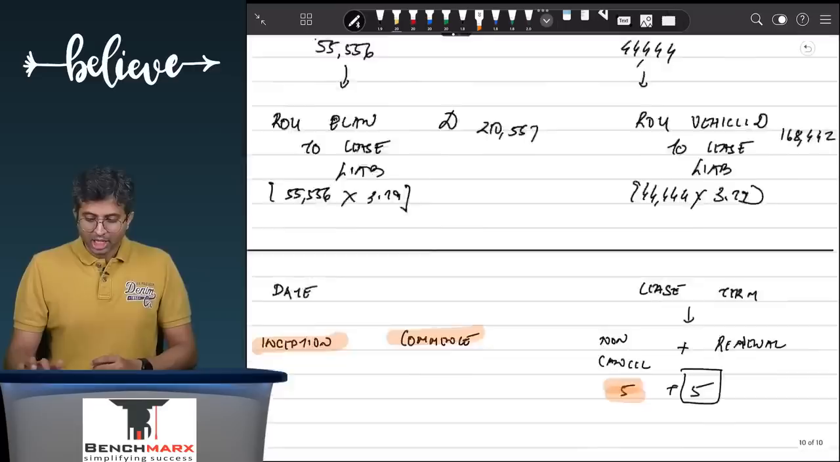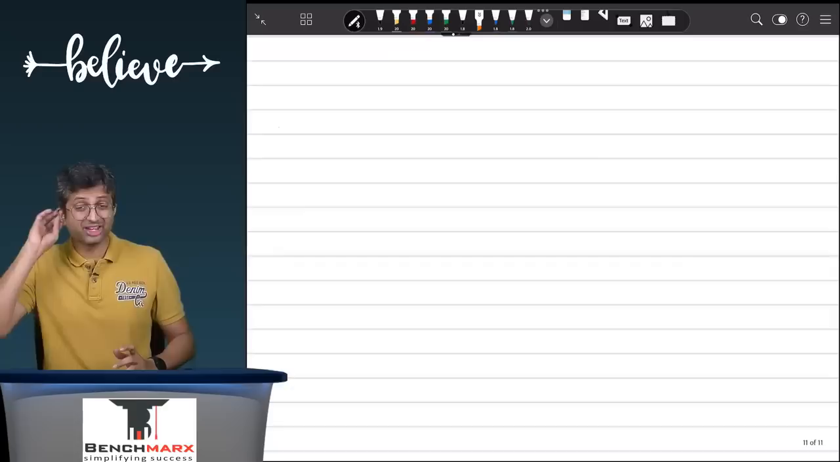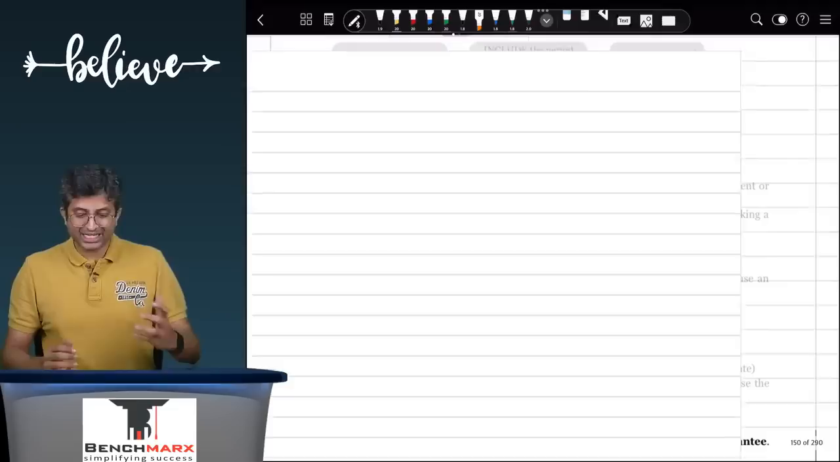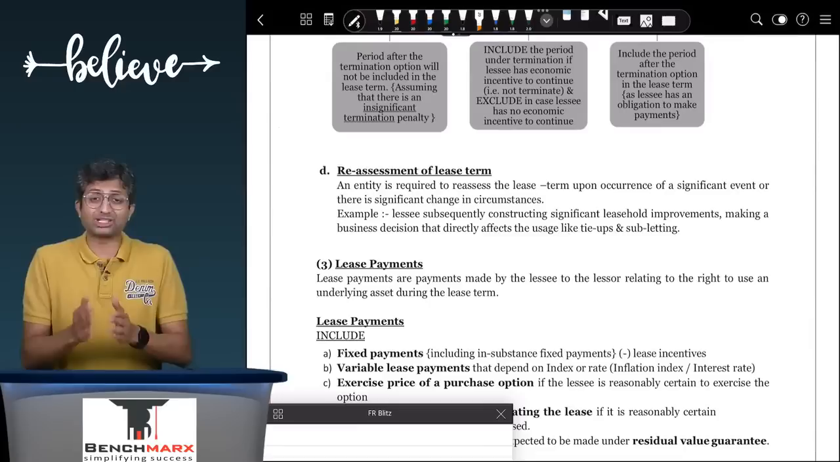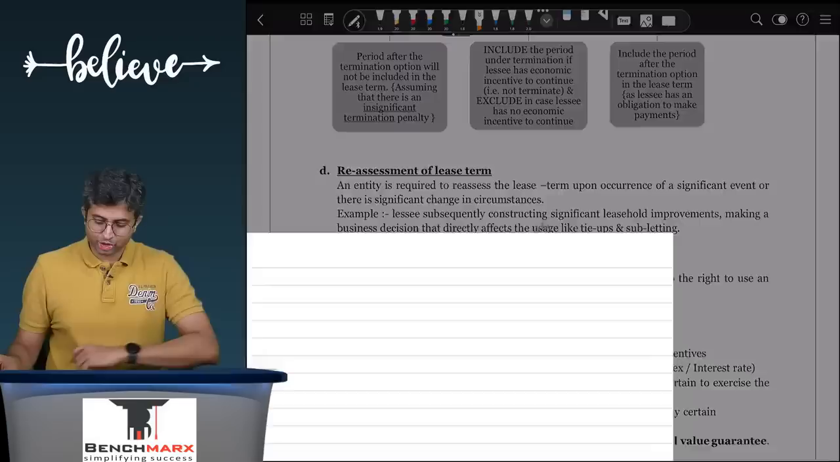Perfect. Next, we go to lease payments. What do we mean by lease payments? Lease payments over here refer to the fixed lease payments. Obviously, fixed lease payments refer to payments which are fixed. So it is not equal lease payments. Like you might have 100 in the first year, 110 in the second year, and 130 in the third year. These are fixed lease payments. They are not equal, but they are fixed lease payments. So fixed lease payments should be a part of your lease payments.